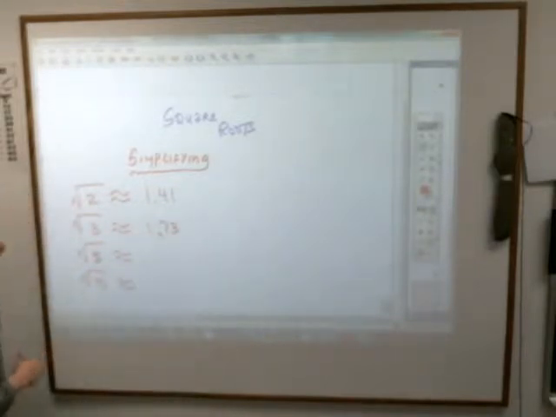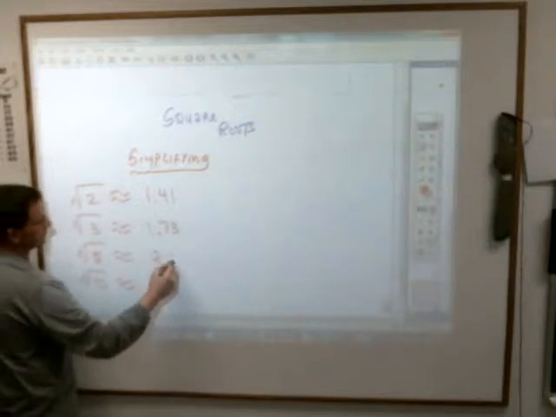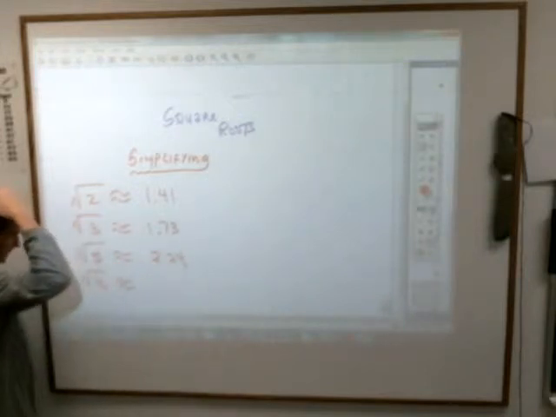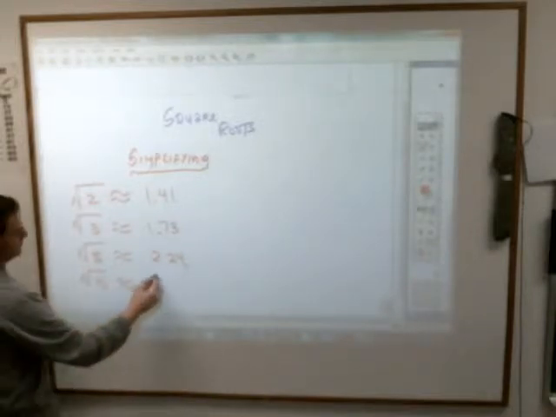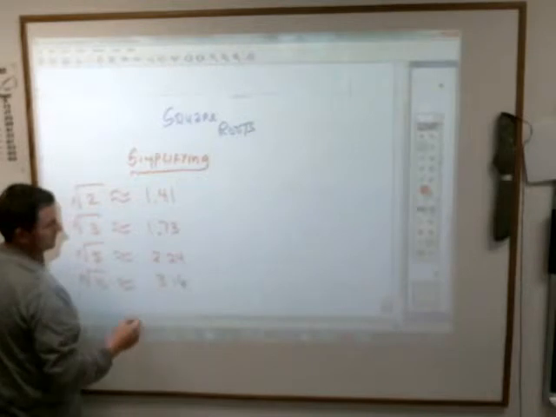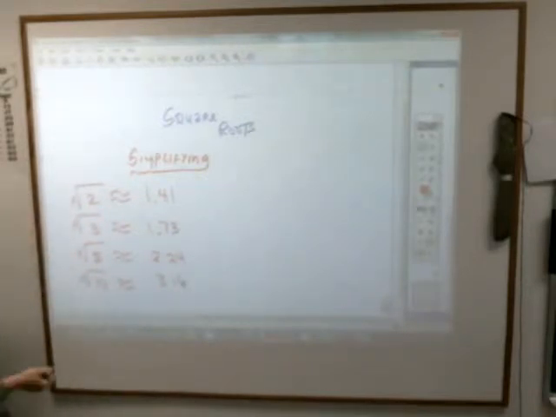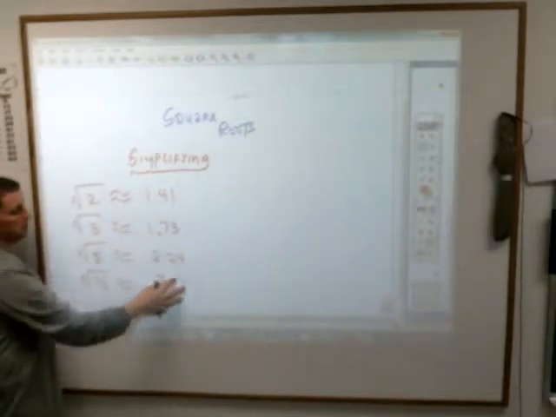What times what gives me 5? Well, you know it's got to be more than 2, but less than 3. It's 2.24. And what times what gives me 10? You know it's got to be bigger than 3, but less than 4. What is it? 3.16. These are not exact numbers, again, they are what we call approximations.